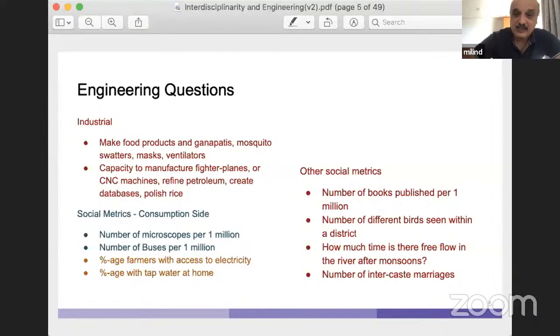That's not true, because there are other very important social and cultural metrics. For example, the number of books published per 1 million, or the number of birds seen in a district. For example, do we see the paradise flycatcher in your district, or do you see the titwi or the red munia, and many more environmental concerns? For example, is there free flow in our rivers after monsoon? And even deeper social is, say, the number of intercaste marriages in our society. So there are all these metrics, but we are going to focus on the social metrics of engineering services.